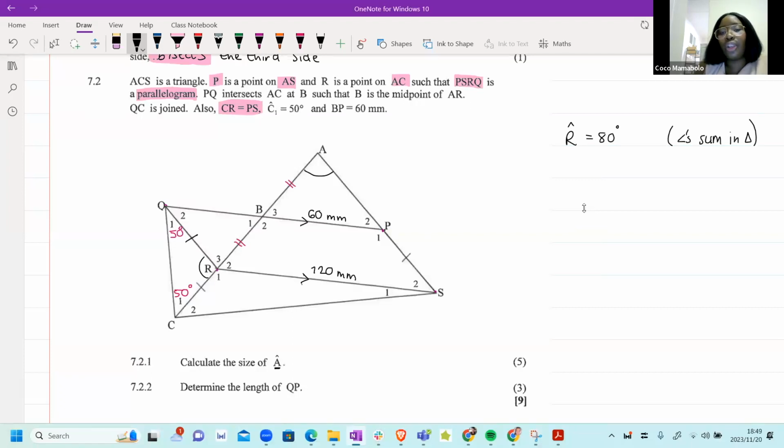Good. Q3 is equal to 100 degrees. Beautiful. What's our reason there? Q3 is equal to 100 degrees. What is our reason? We always need a reason. It's geometry, guys. Good. Angles on a straight line. Adjacent angles on a straight line.